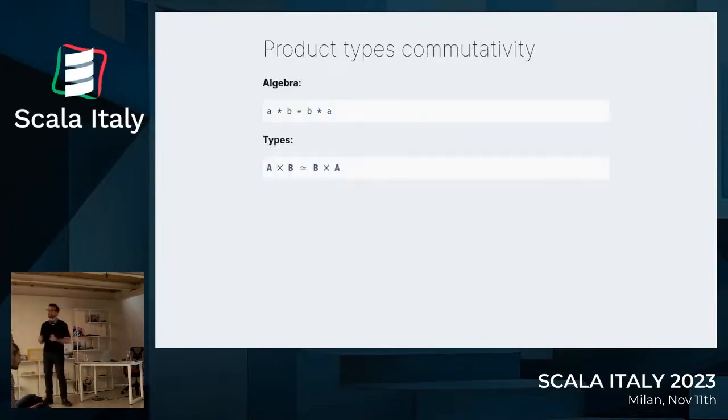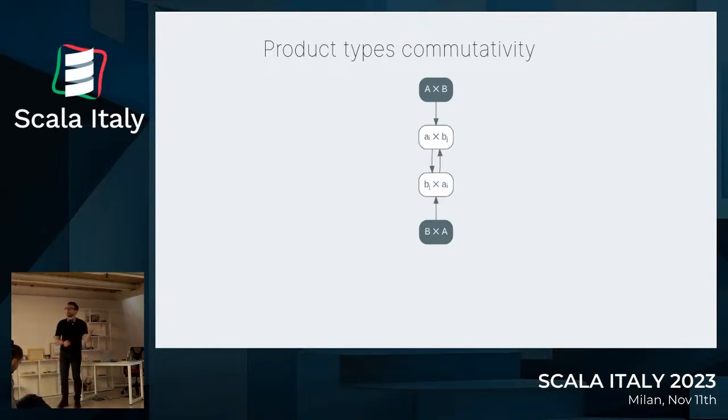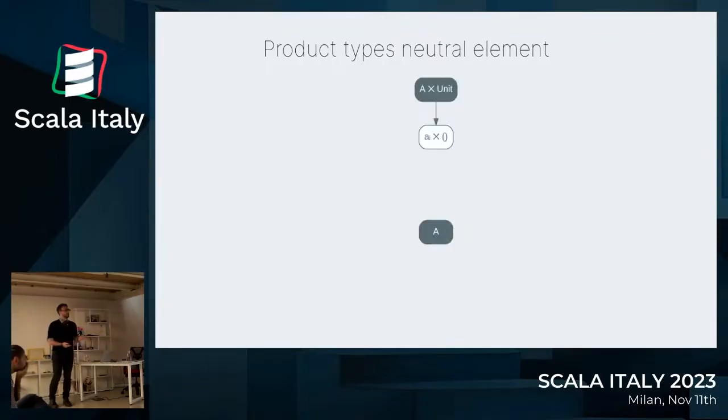A times B is equal to B times A, which works with types, because A times B is an A and a B. B times A is a B and an A, and we just map like that. We can go from one back to the other, and the two are isomorphic. And finally, the neutral element. A times 1 is always equal to A. A times unit is always isomorphic to A, because A times unit is A and unit. A and unit is A, and we can map from one to the other.